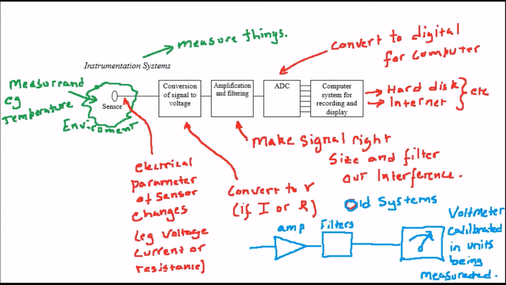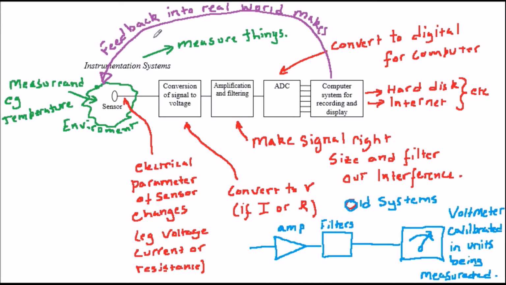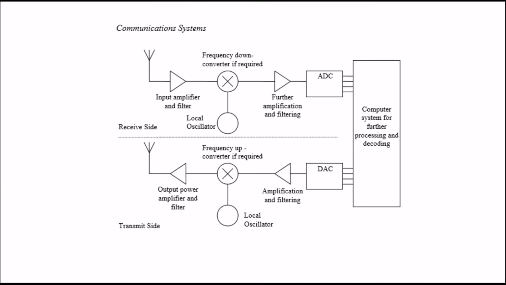The computer can also be programmed to take decisions based on the information it receives, and then, using this, can affect the environment. For example, to open or close a valve or switch on a heater. This type of system, which not only monitors the environment but also affects it, is a control system. Finally, let's consider the communication system.